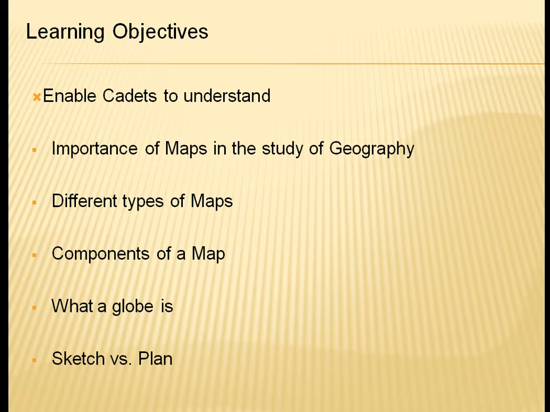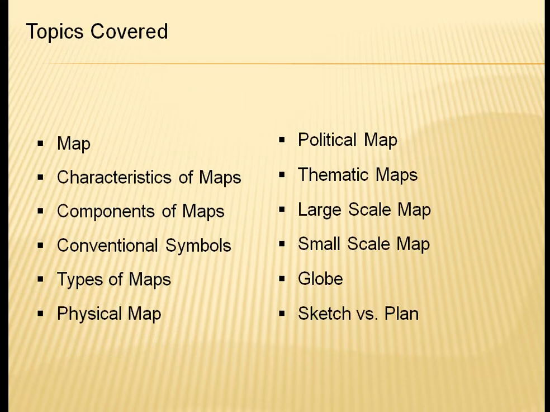First we are going to see the different types of maps. In the topic covering part, I will explain a few points in detail. First, map. What is the meaning of map? We will see characteristics of the map, components of the map, conventional symbols, types of maps: physical, political, thematic, large scale map, small scale map, globe, and the last topic, sketch versus plan. Dear children, I already explained this topic very well in my explanatory videos and regular class. So please go through that video also and this video also.